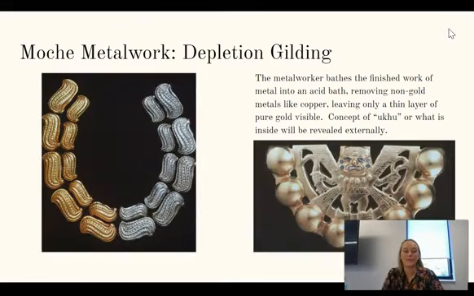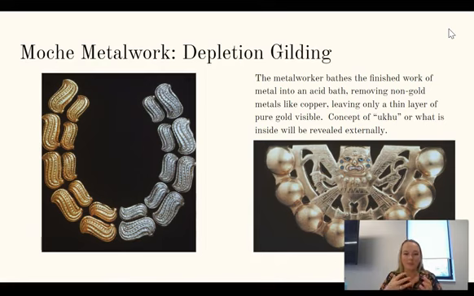So let's talk a little bit about Moche metalwork. The Moche were very highly skilled in their metallurgy. So depletion gilding is something that we see the Moche utilizing. They're also utilizing soldering techniques. They're also hammering some of this gold from the back to create these flat yet three-dimensional effects. So the metalworker in depletion gilding will bathe the finished work of metal in an acid bath. This removes any non-gold metals like copper, and it leaves only a thin layer of pure gold visible.